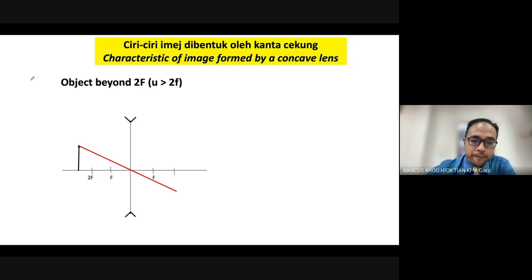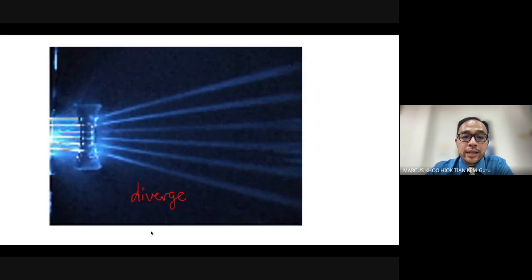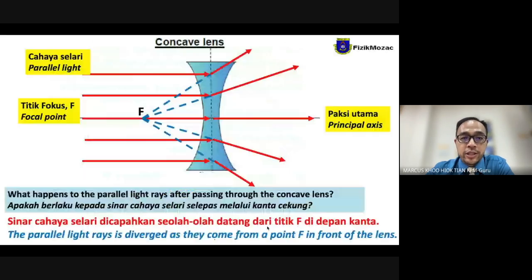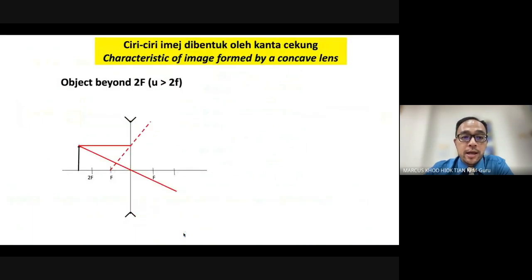The second one is parallel, but because this is a concave lens, remember this is a concave lens. A concave lens is a diverging lens. And when it diverges, it must come from the point F that is in front of the lens. Therefore, it will be, ta-da!